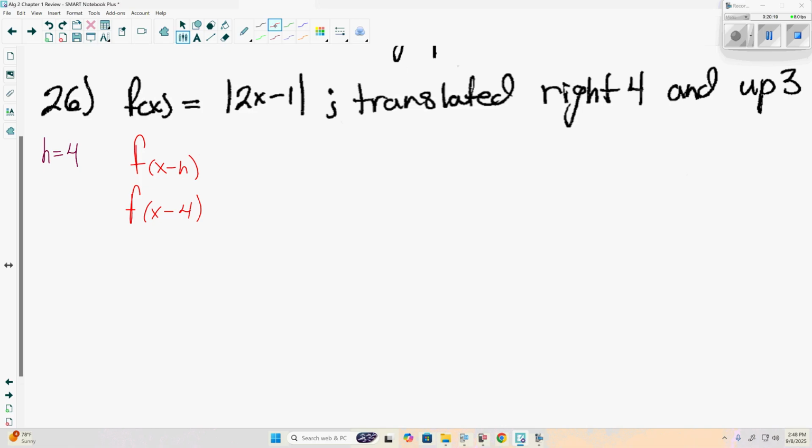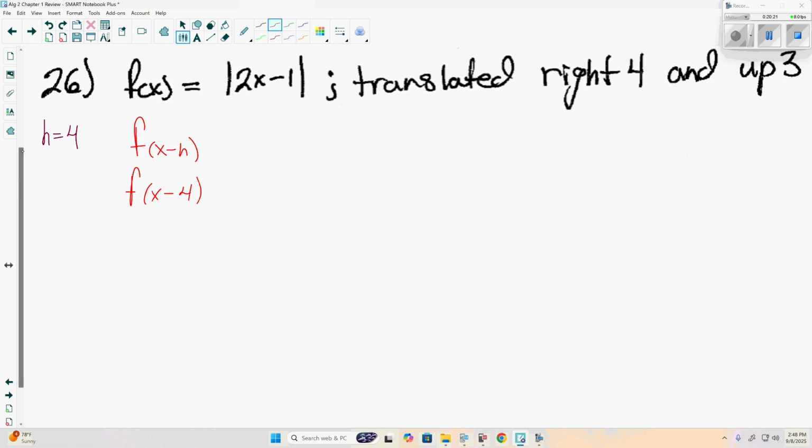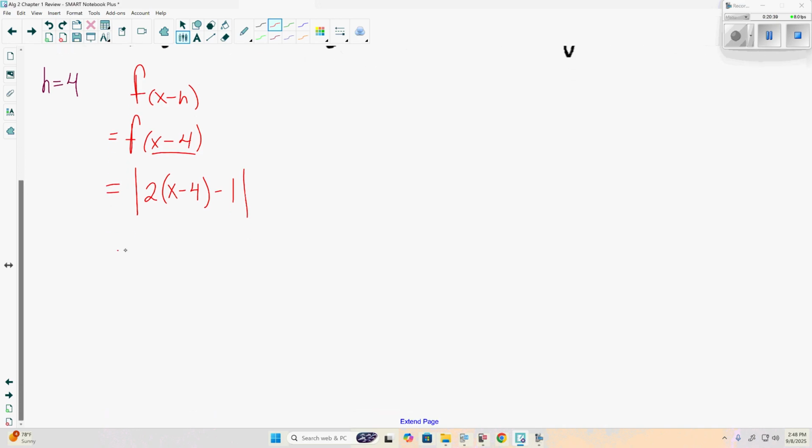Now at this point here, we don't have f of x anymore. We have f of x minus 4. So that means every x in f of x needs to be replaced with x minus 4. So we have absolute value of 2 times x minus 4 minus 1. Now at this point here, we can distribute the 2. 2 times x is 2x. 2 times negative 4 is negative 8.